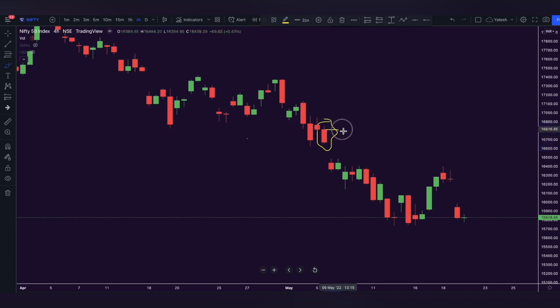Where the market opened here, this is the close, this is the high of the candle, and this is the low of the candle. It does not take data from the previous candle. It only shows for that particular 4 hours what was the market momentum. But Heikin Ashi is a bit different. It takes data from the previous candles.